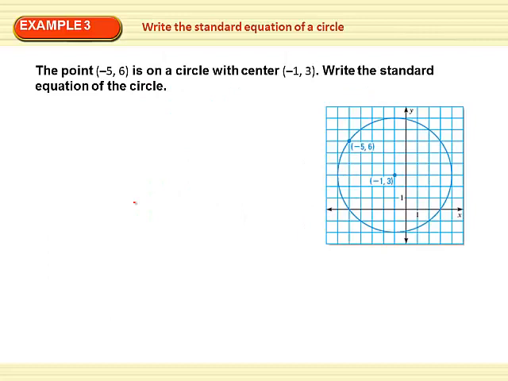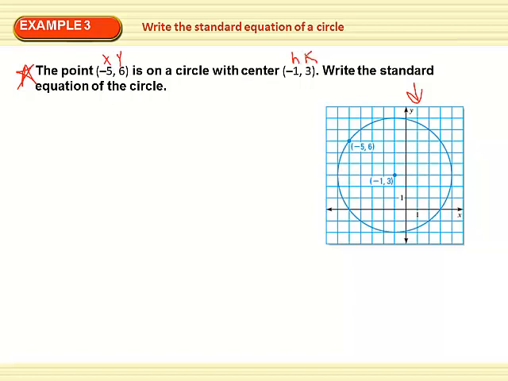All right, with this one, this is another way that I could ask this question. In some cases, I might give you the graph like this. In other cases, I might just give you the sentence, which gives a point. This is your point, x, y. The point -5, 6, that's x, y on the circle with the center -1, 3, so that means that -1 and 3 is your h and your k.